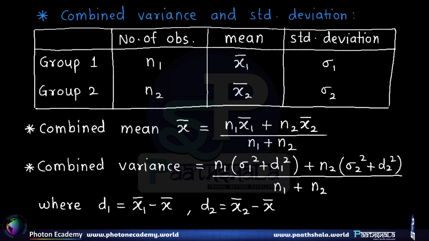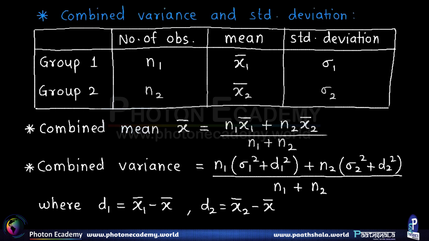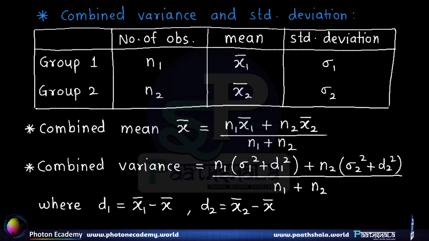Now we see how to find the combined variance and standard deviation if we are given two different groups. So look at the table. We are given the information related to two groups, group 1 and 2. For the first group, the number of observations is n1, the mean of the first group is x1 bar and its standard deviation is sigma 1. And similarly for group 2, we have n2 observations, mean as x2 bar and standard deviation as sigma 2.